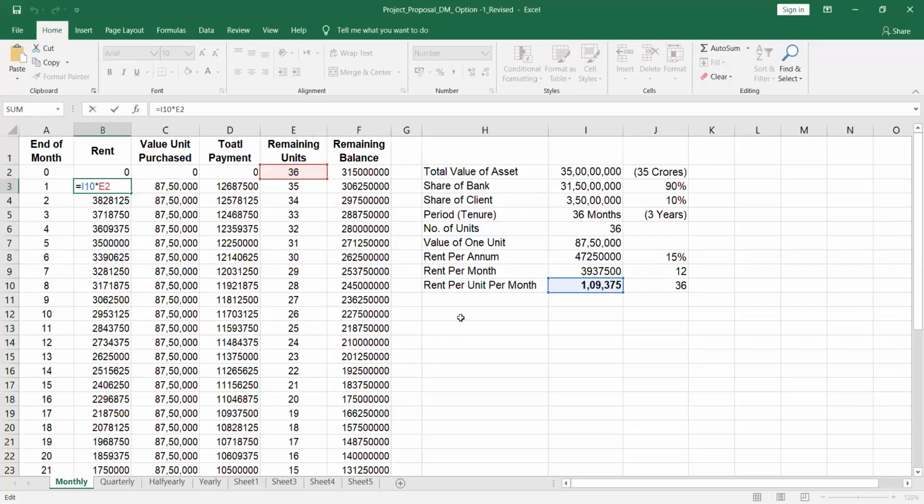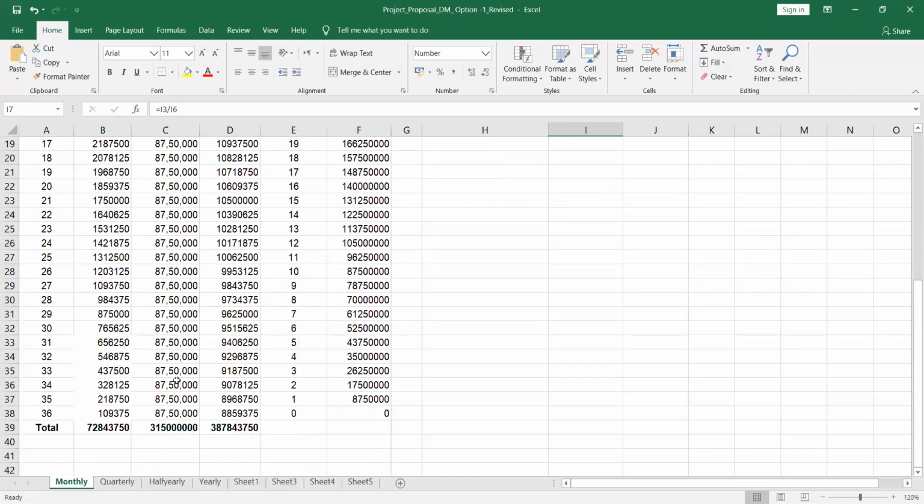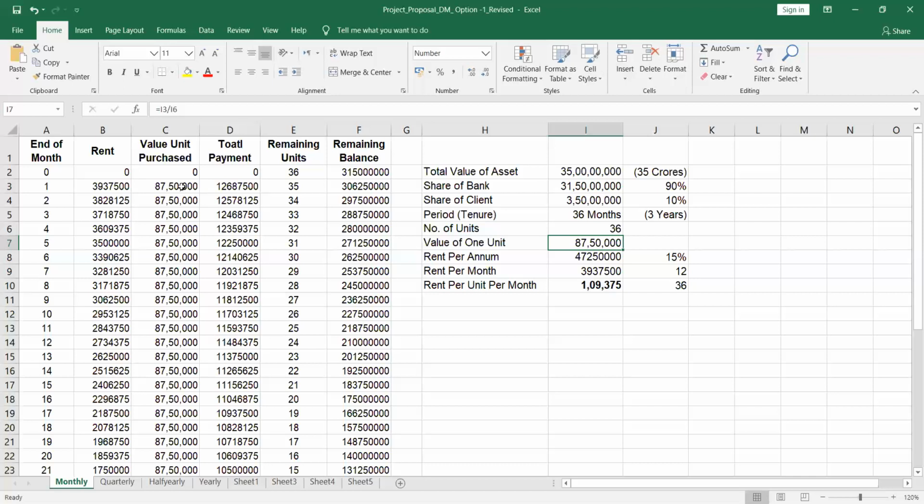So we got rent 39,37,500. After paying the rent, the customer has to purchase 1 unit, and the value per unit we have already calculated, 87 lakh 50,000. It will be fixed because he has to purchase 1 unit every month. It will be fixed till the end, until all the payment is made, that is the 31 crore 50 lakh bank share. This is also called redemption of the bank share.